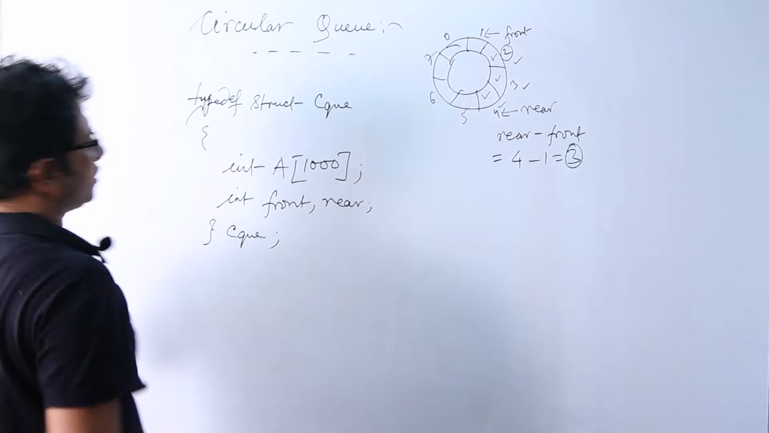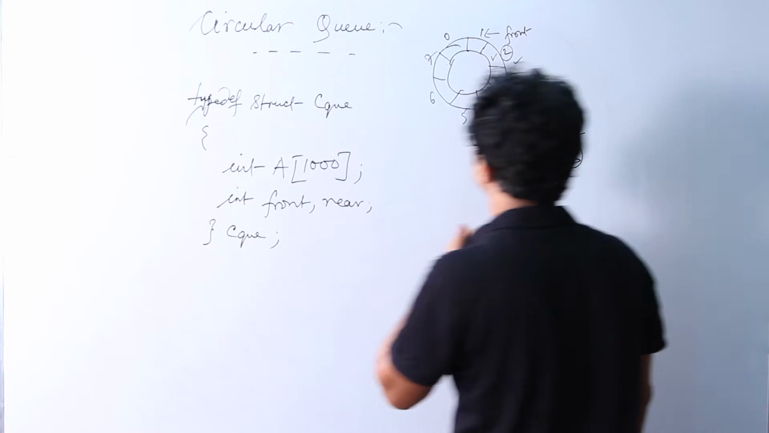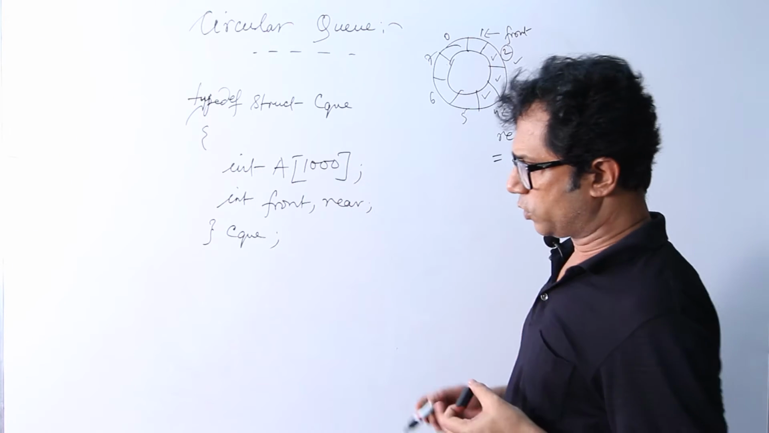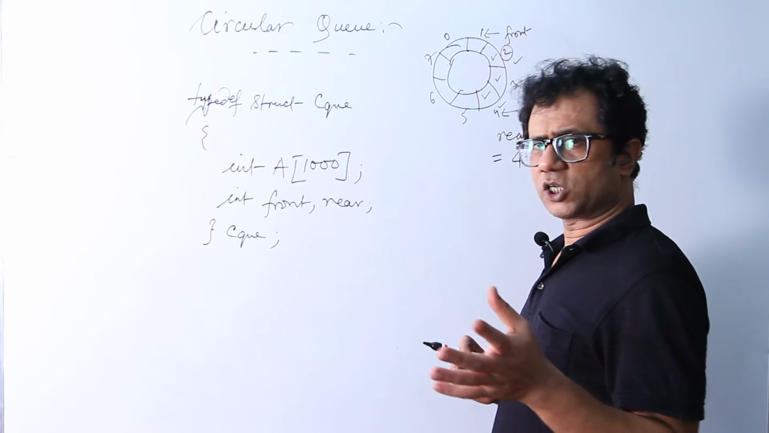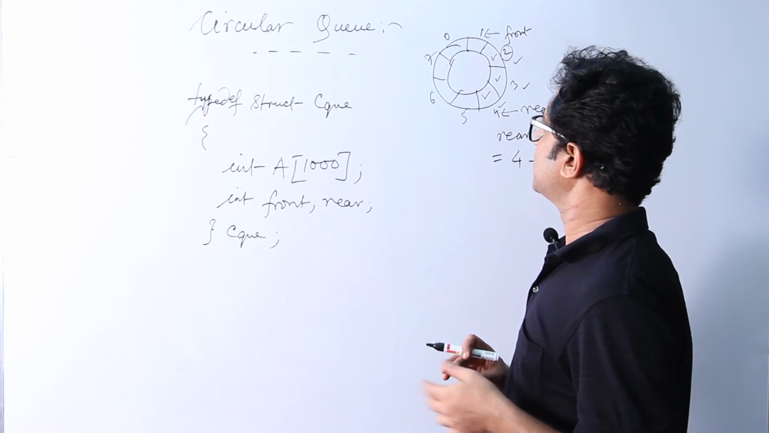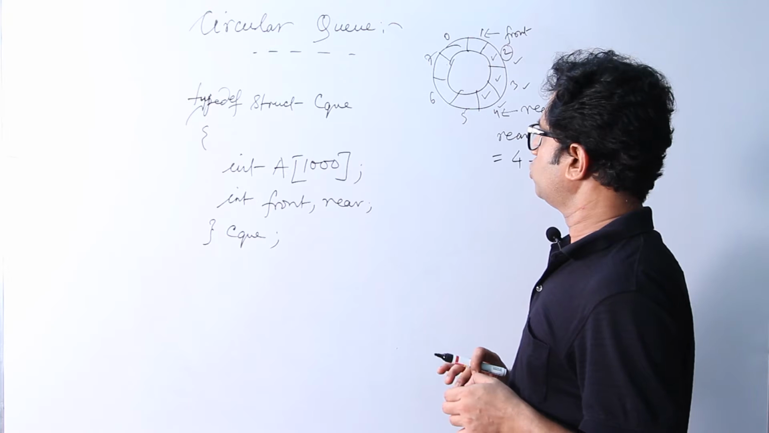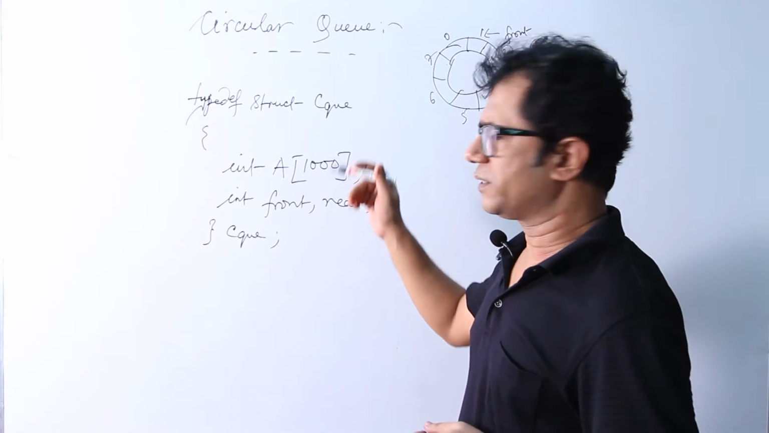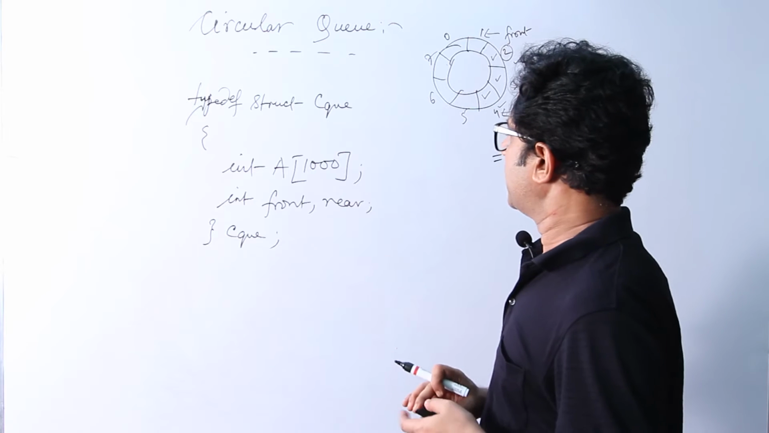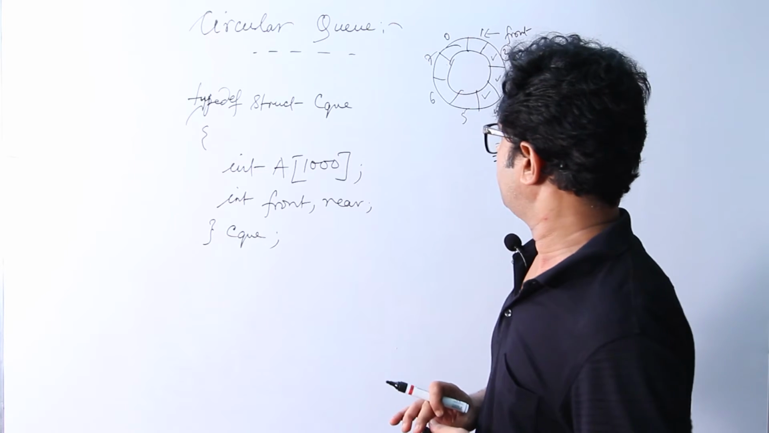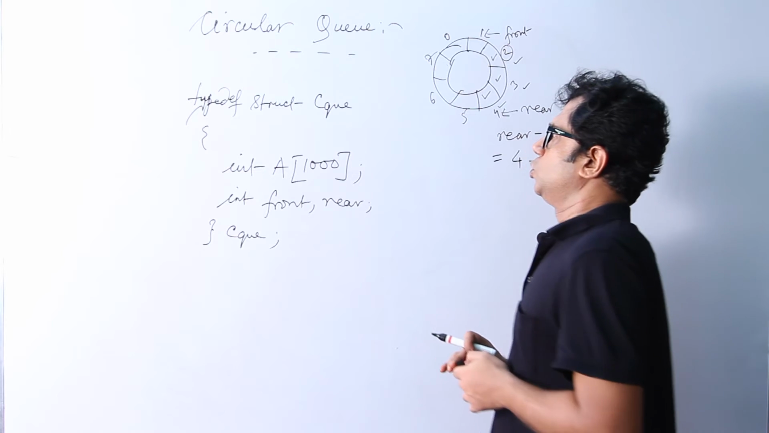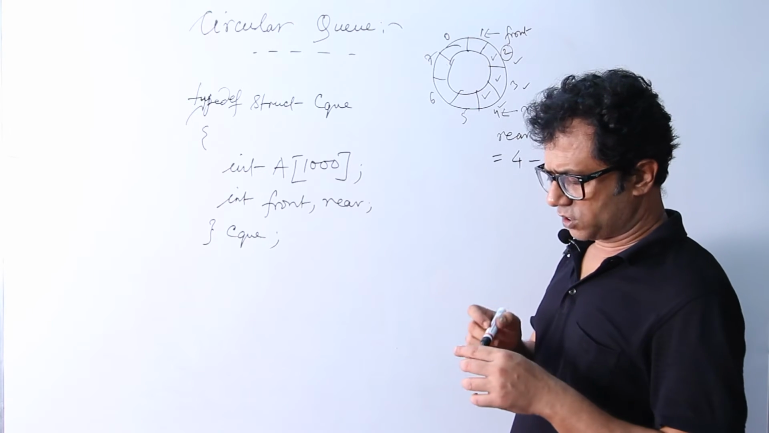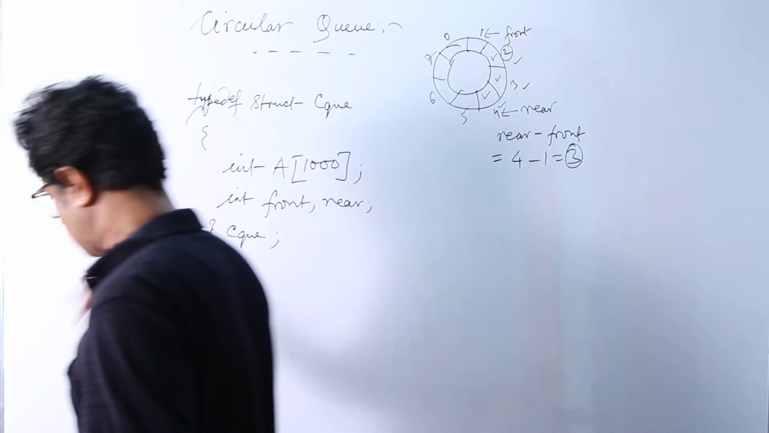So this is the structure definition of circular queue, and after this I am going to perform the addition operation in the queue first, and then I will go on to describe the deletion operation. So first let's write the addition function, that is the algorithm for addition of an element in the queue. So let's get started with writing the addition function after rubbing off this portion.